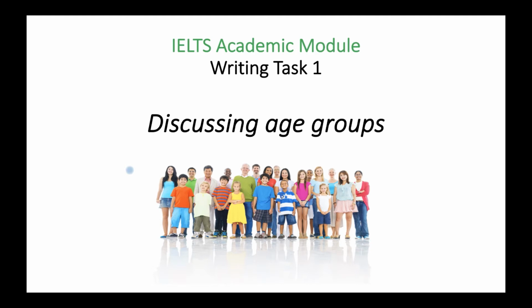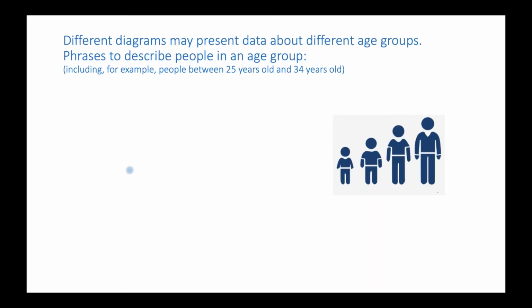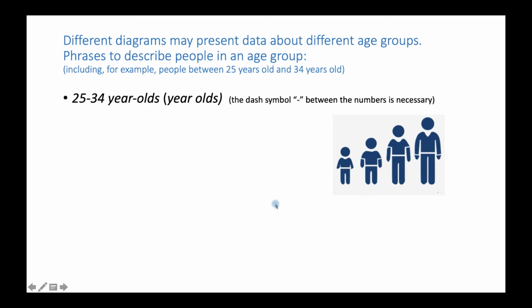Hello, today we're discussing different age groups. Many diagrams on the IELTS test can contain information about different age groups. This is why it's important for you to be able to talk about them in several different ways. For the sake of this lesson, let's have a look at a group that has people between the ages of 25 and 34. Let's look at some of the phrases.